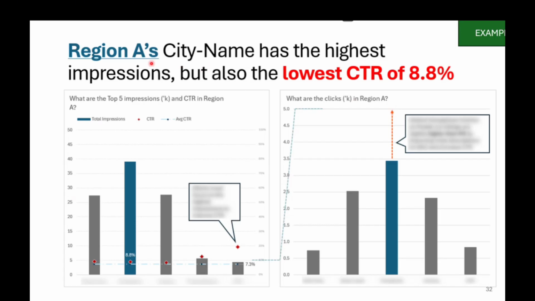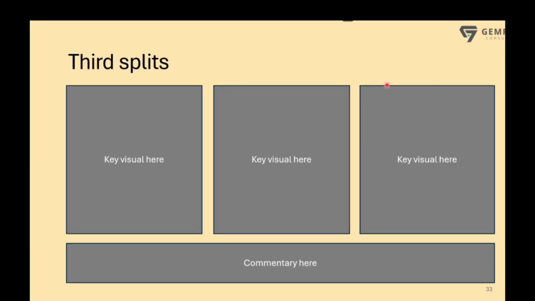Okay, and this is where I'm saying that region A has the highest impression but lowest CTR of 8.8%. This is where I put red because this is not good news. And like I said, I am not sugarcoating. I am just telling you what is.